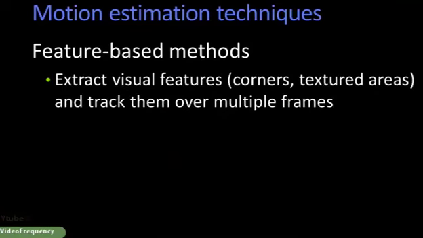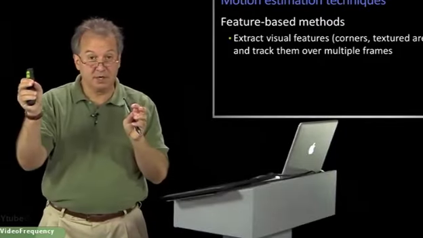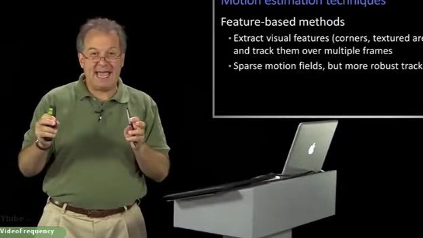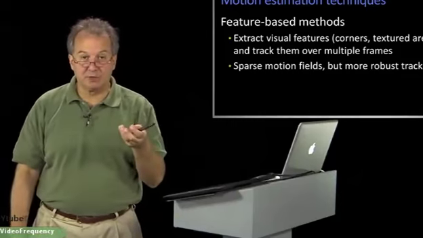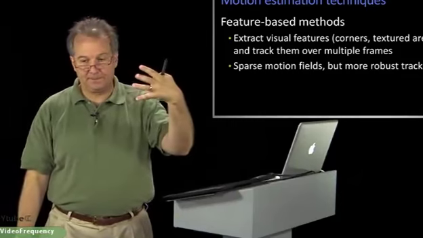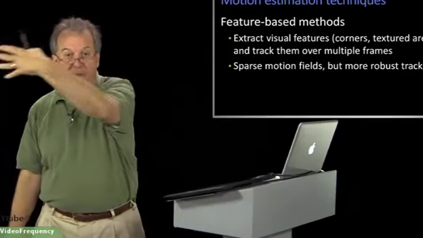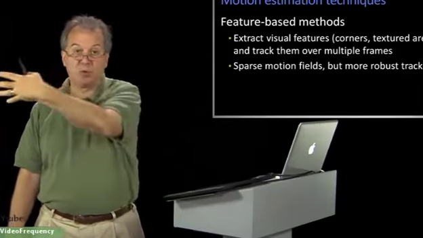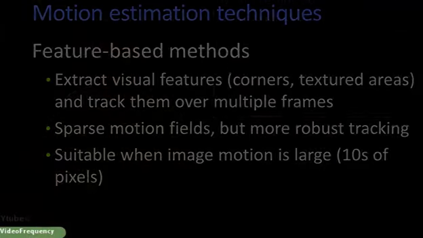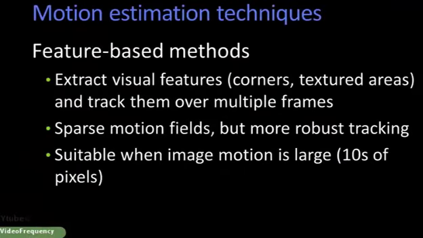Now, feature-based methods are just what you might think. Extract some visual features like corners, textured areas. Oh yeah, we know all about that. And track them across multiple frames. So that is, find them from one frame into another. Oh, we know all about that too. And that will give you what's called a sparse motion field. That is, you don't have the motion of all the points. You have a motion of a bunch of points that were good to track. All right? But that works really well when image motion is large, so you move like tens of pixels, and you have a significant change between frames.